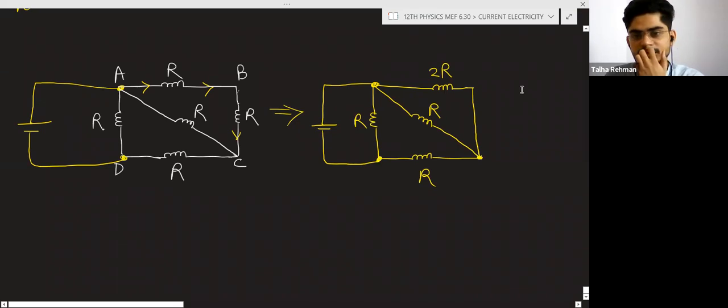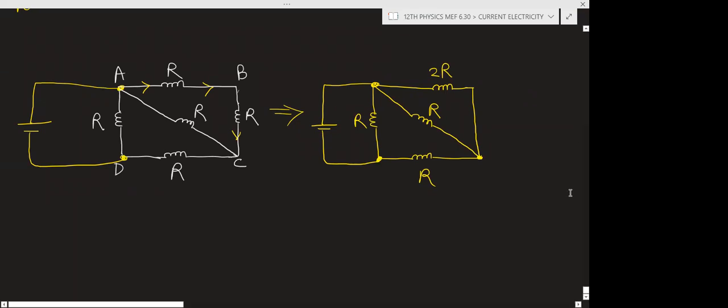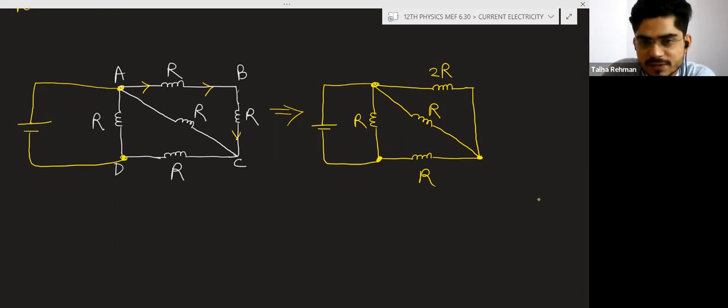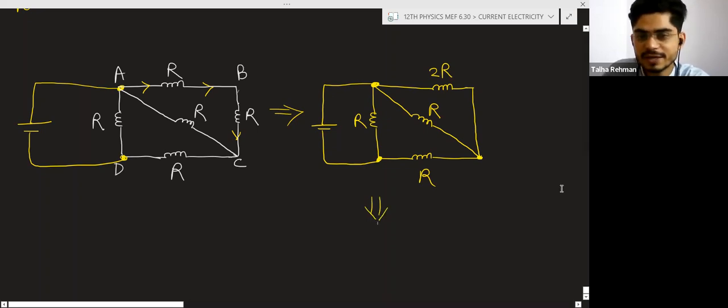Guys, are you getting what I am telling? Yes, sir. Actually, you have to identify that this 2R and R are now in parallel combination. Why? Because this 2R and this R are connected end to end, so you can modify this circuit once again. You can calculate the equivalent of this 2R and R.